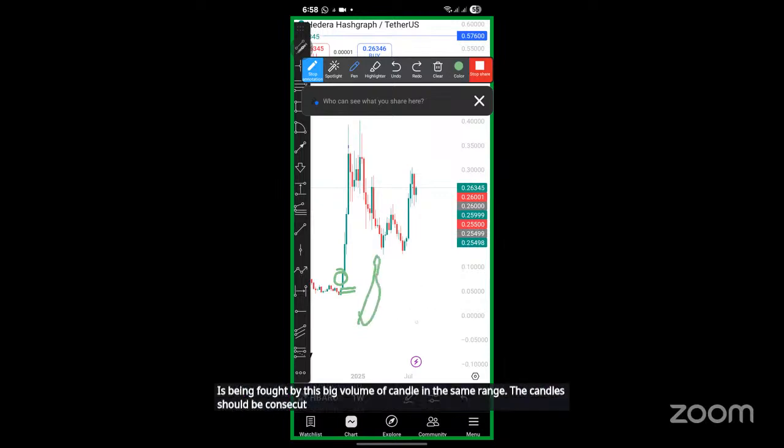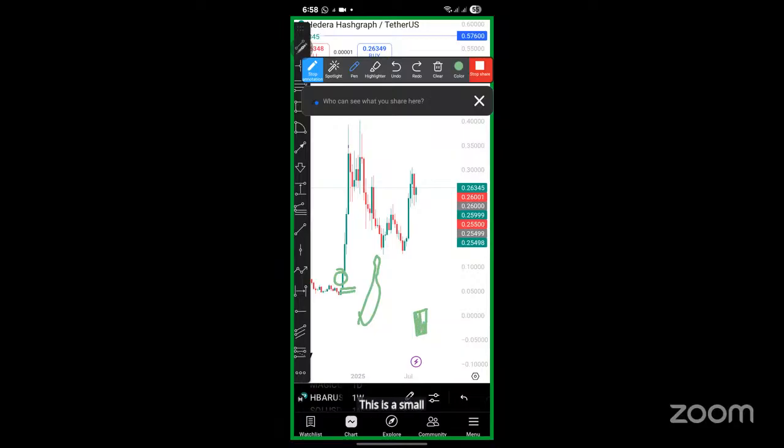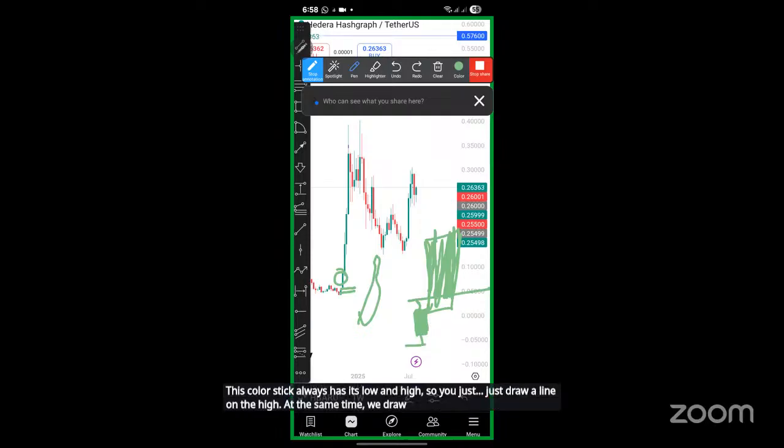For example, this is a small candle being followed by a big candle like this one. So once we see this happening in the chart, we just get this one. This candlestick always has its low and high. So you just draw a line on the high, and at the same time, we draw a line on the low, and this one becomes our demand zone.